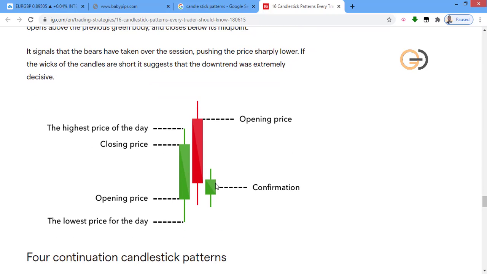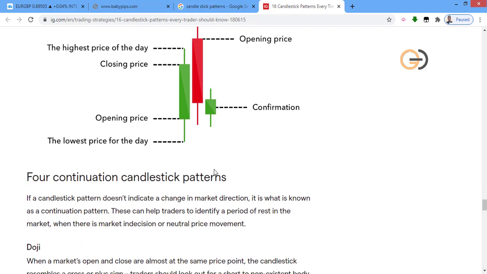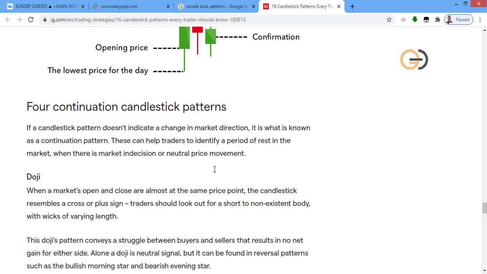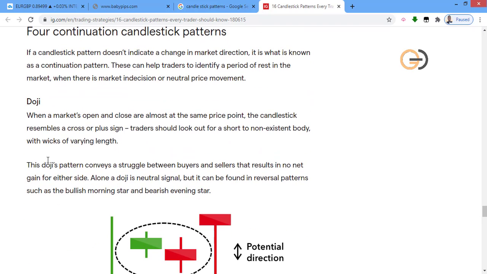When it's higher, then you have a lower confirmation, then you know that the price is coming down. Alright, then we have continuation candlestick patterns. Continuation candlestick patterns tell you that the price is continuing the trend, that the price is not reversing. The ones we looked at are reversal patterns. They help you to know that the price is about to change direction, but these ones we are looking at right now are telling you that the price is going to continue.